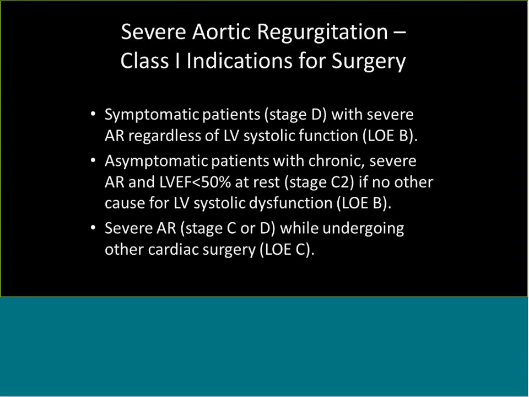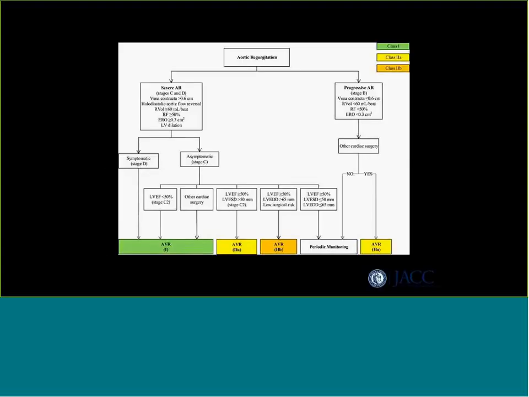Severe AR, C, or while undergoing other cardiac surgery. So again, while they're in there, if they're severe, it would be fixed. Algorithm, which delays class 1, 2A, 2B, and then when do we periodically monitor these patients?